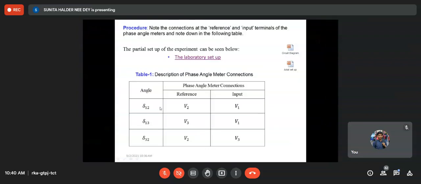So from there, if we are measuring delta 1, 2, that means the angle of voltage V1 with respect to V2. So V2 should be reference, V1 should be input. For delta 1, 3, V1 should be input, V3 should be reference. In this way we can tabulate it. Actually, in the lab we shall check it.